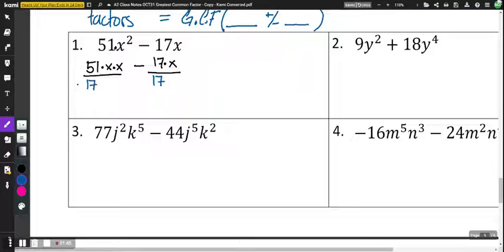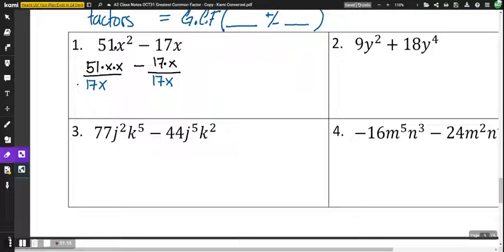Now, as far as the x's go, how many x's do I have here? I have 2 x's, and here I only have 1. So the maximum number, or the number that they have in common, is 1x. So I'm going to write that down here. When I'm writing the GCF, or I'm dividing, both of these have to be exactly the same. Whatever I have on one, I should have on the other. So these need to be the same.